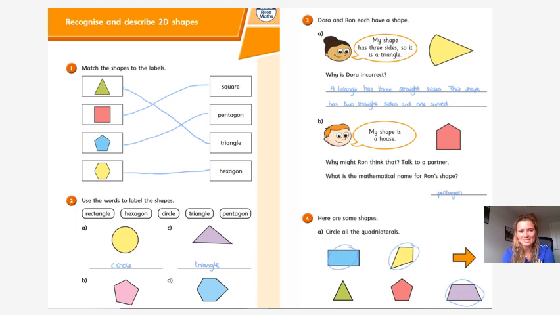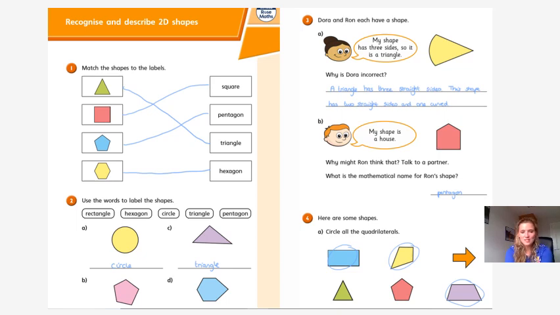Let's have a look at the answers. So obviously the first one is nice and easy, triangle, the second one's a square, the next one, if you count the sides, it's a 5-sided shape, so it's a pentagon, and the last one is a 6-sided shape, so it's a hexagon, remembering they've got that X in both of their words.